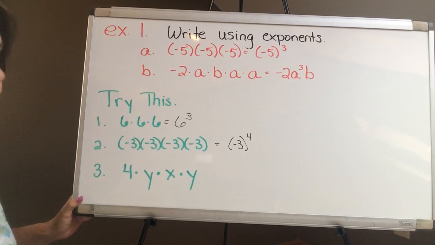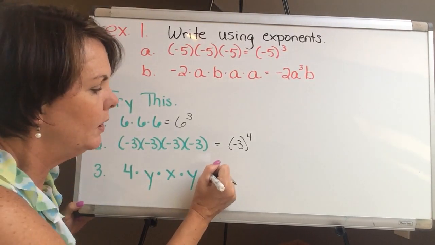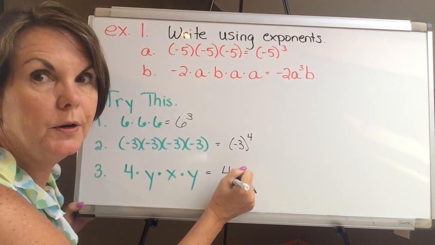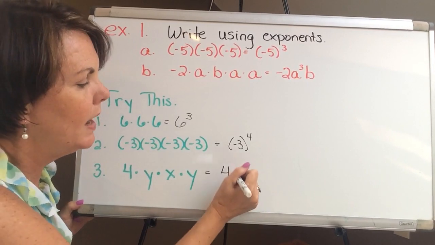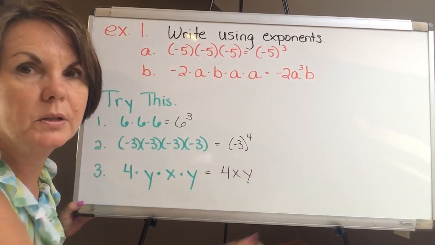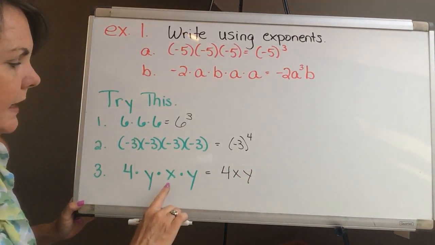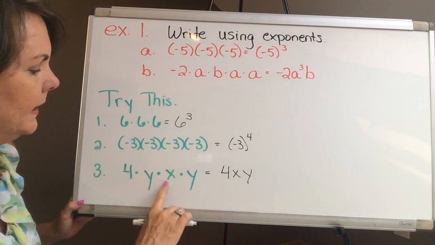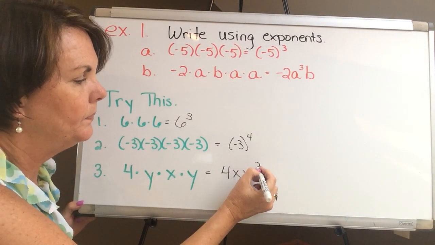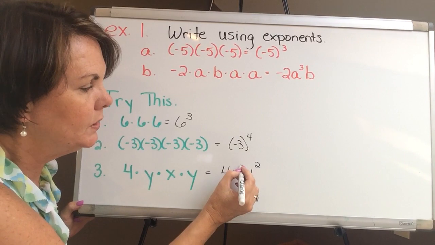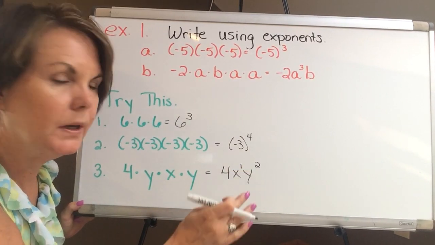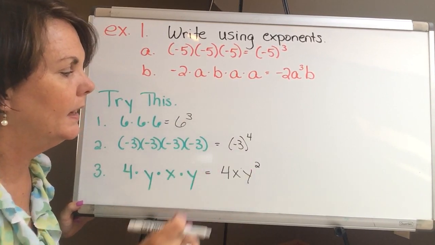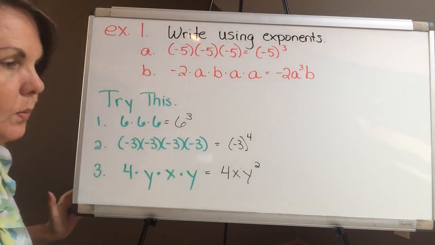4 times y times x times y. Well, we always start with the number first. X comes before y in the alphabet. So it's going to be xy. And if you take a look, I only have one x, but I have 2 y's. This is understood to be a 1. We just don't put it in. Okay, so it's 4xy squared.